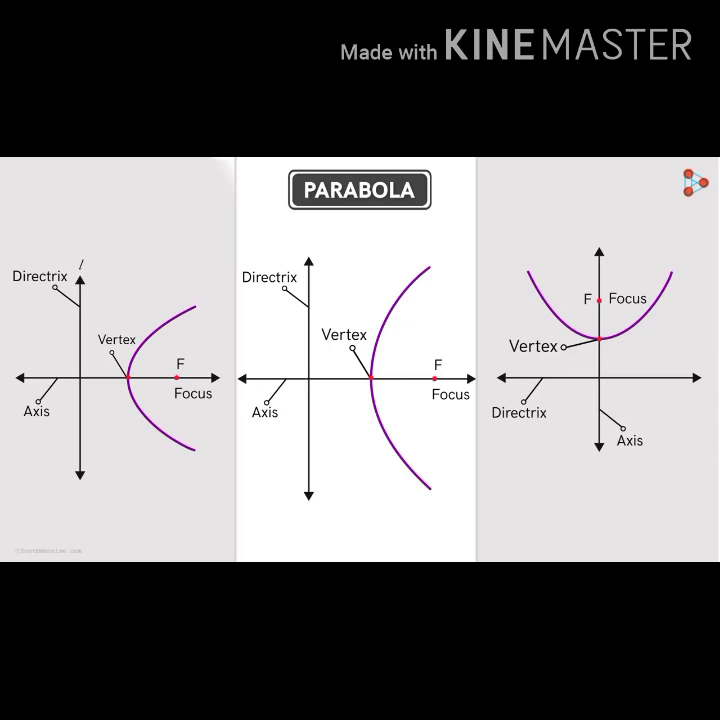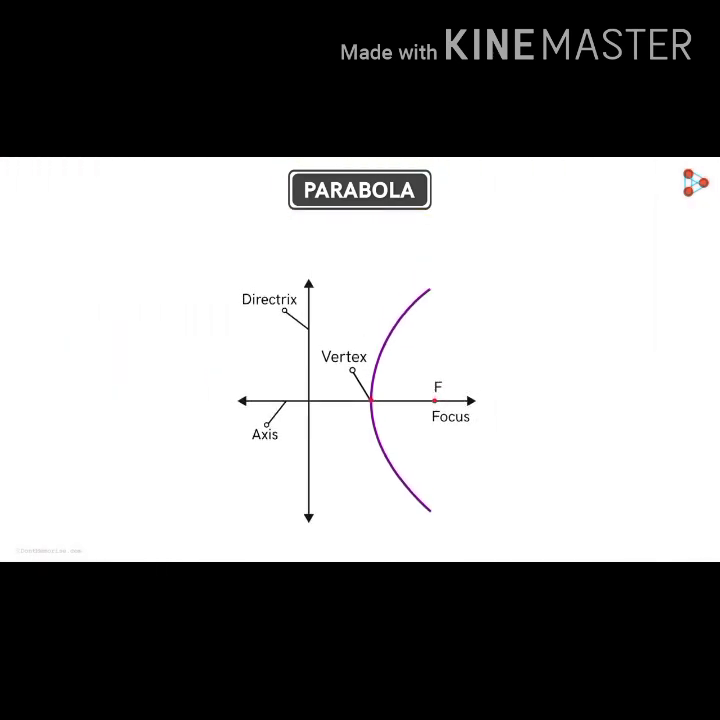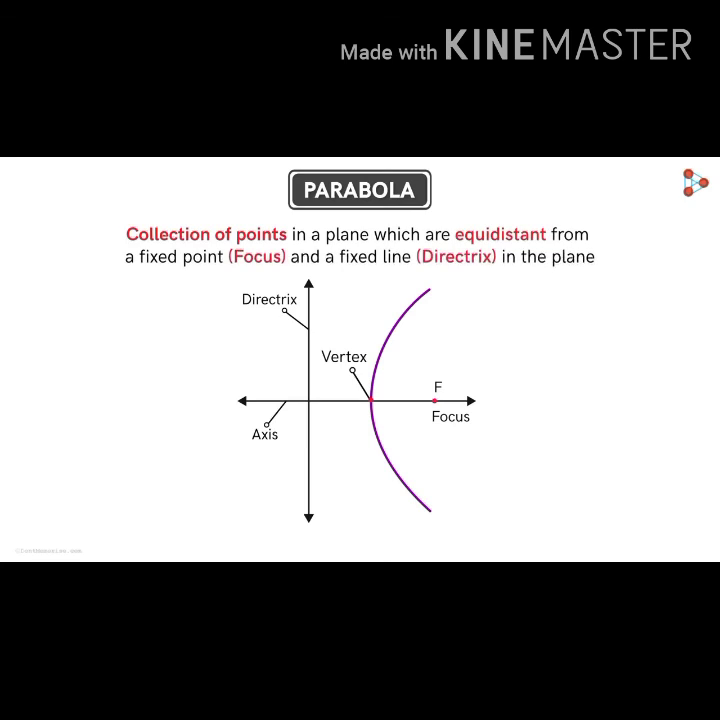So in this video, we saw what a parabola is. A parabola is a collection of points in a plane which are equidistant from a fixed point and a fixed line in the plane.